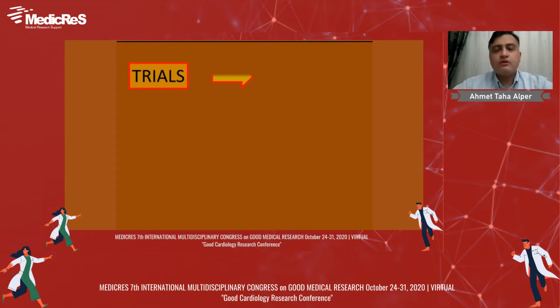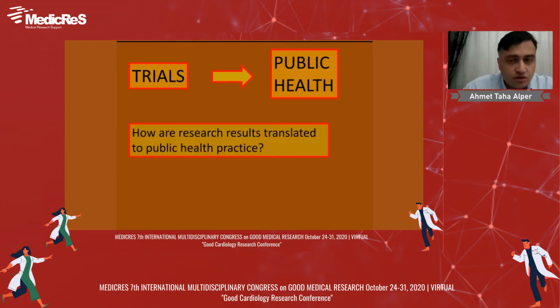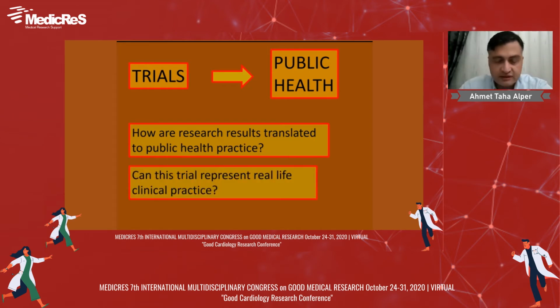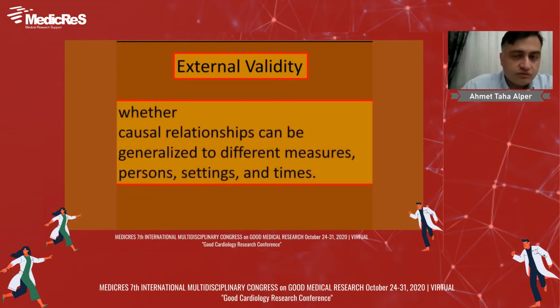We all accept one of the important aims of a trial is improving public health. But at that point, you should answer some questions. How are the research results translated to public health practice? Or in other words, can this trial represent real-life clinical practice? To answer these questions, you should know the external validity of a trial. That means whether causal relationships can be generalized to different measures, persons, settings, and times.